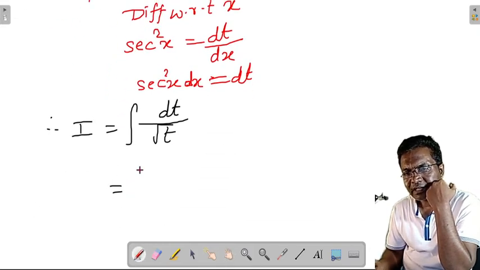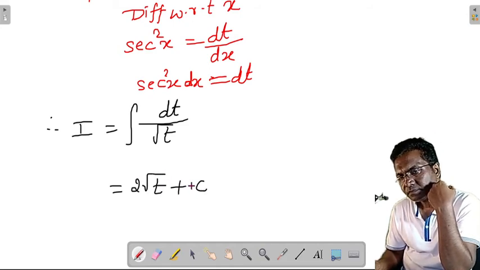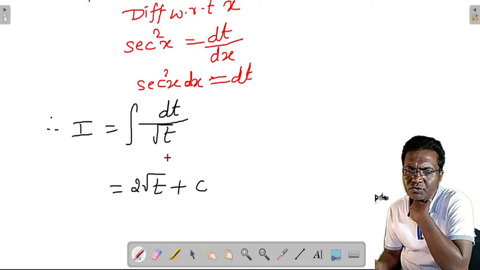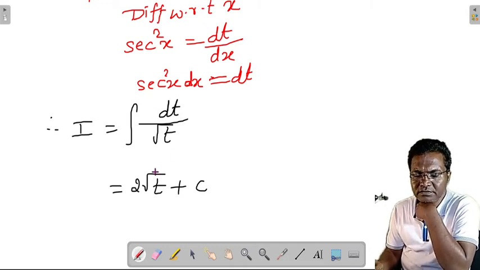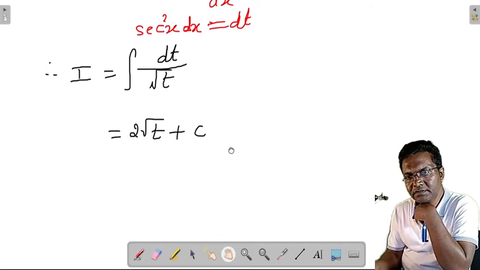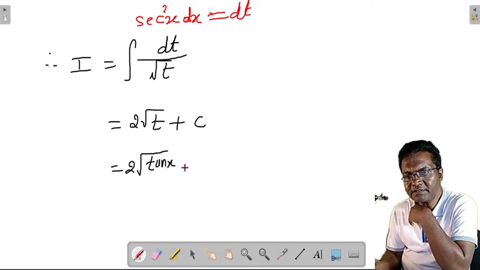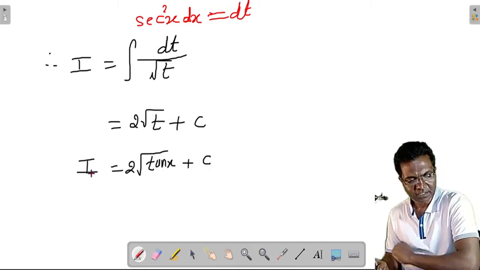As I said earlier, integration of 1 by root t is 2 root t. Integration of 1 by root x is 2 root x, which I mentioned earlier, so that is used here. Finally, what is your t? It is tan x, so the answer is 2 root tan x plus c.